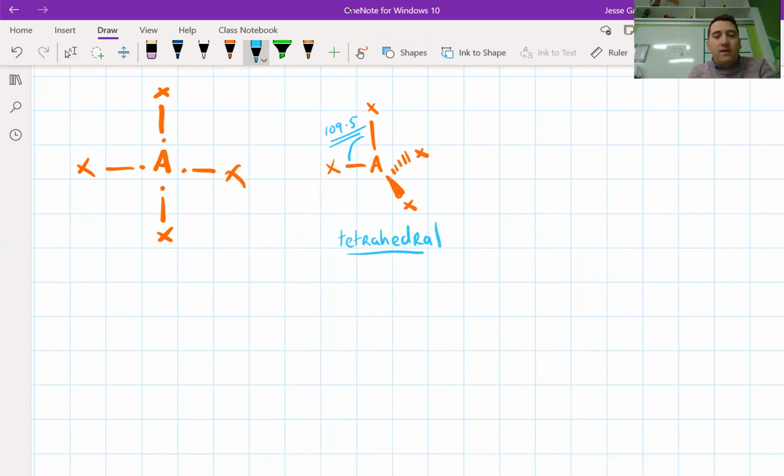Tetrahedral shape. So when you've got a central atom surrounded by 4 bond pairs of electrons, 4 bonded atoms around it, we have a tetrahedral shape. This is group 4. This is carbon. Really common, really important.